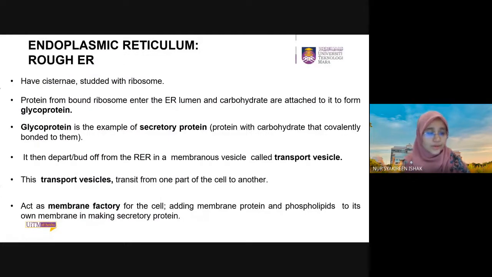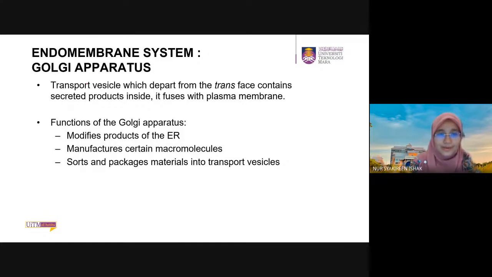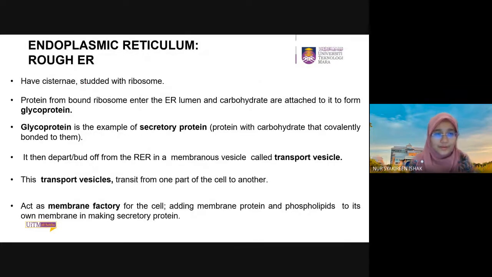Okay, so the rough ER has a sister name, studded with ribosomes. Studded means embedded in the membrane of the rough ER, you have the ribosomes. It is embedded in the membrane of the rough ER. Okay, so protein from bound ribosomes enters the lumen of the ER, and carbohydrate is attached to it to form glycoprotein.